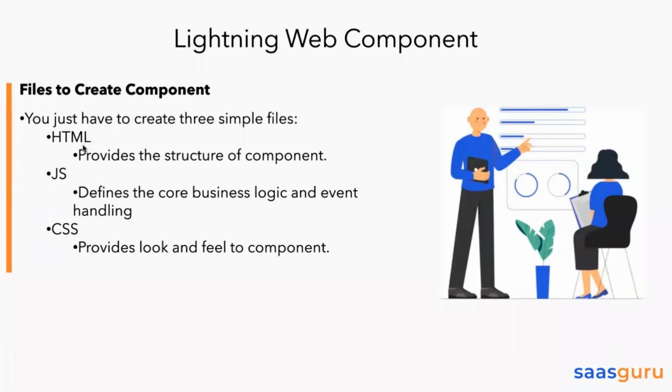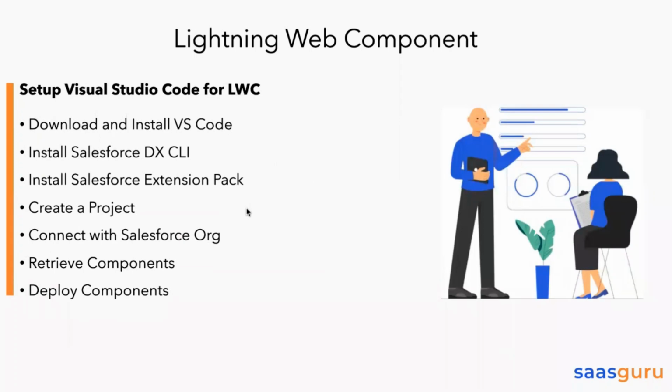So these are the three files that we need to manage: HTML, CSS, and JavaScript. Then if you want to create a Lightning web component, the developer console is not sufficient, because in the developer console, you can create Lightning components, but those are built on top of your Aura framework.